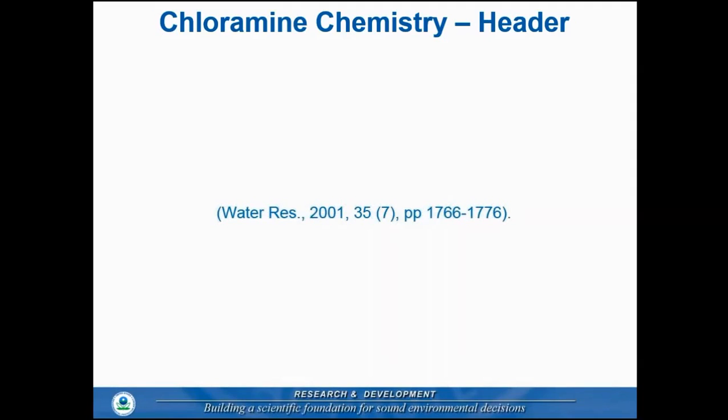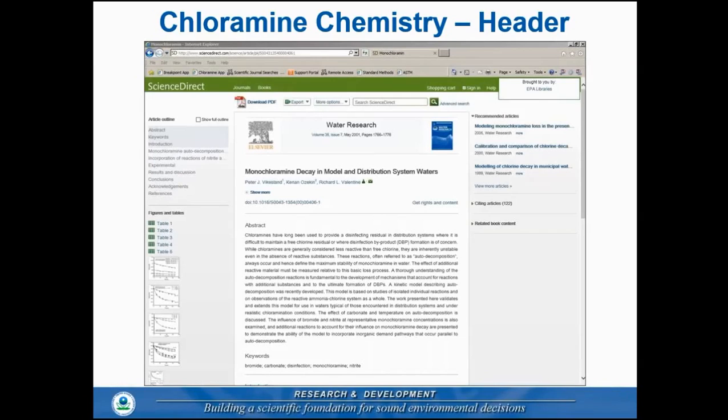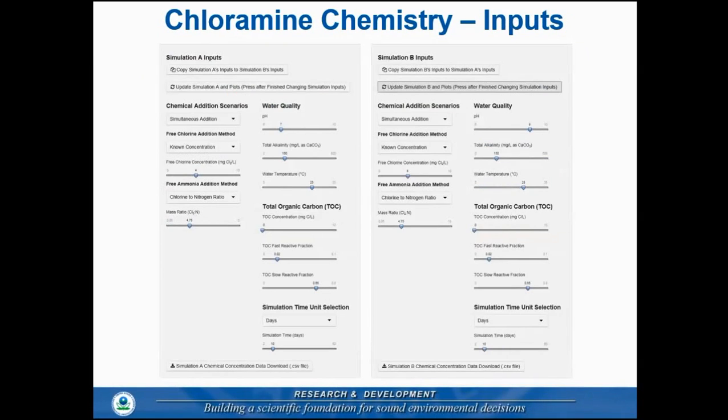So if you're interested in going back and digging a little deeper, you can click on the hyperlink. It should pop open the journal article if you have access to it. If you don't, you'll be able to figure out the reference to get it from the library or something like that if you need it. The next area then is the inputs area.